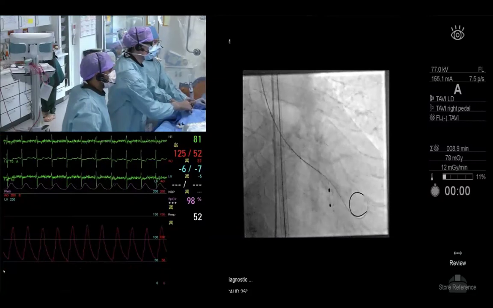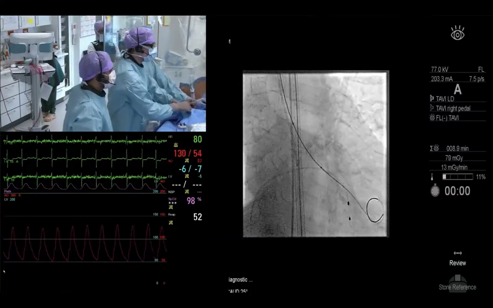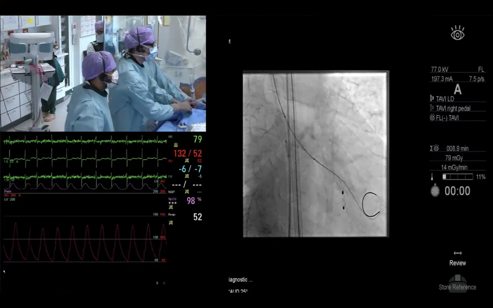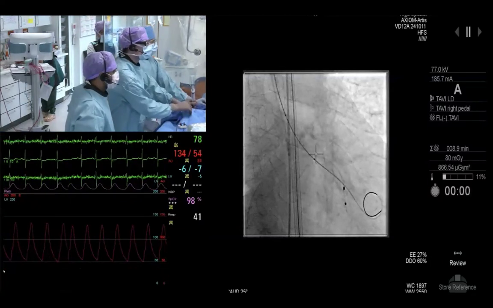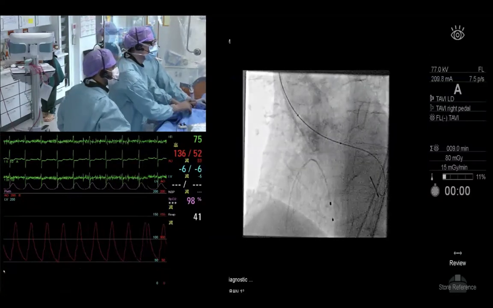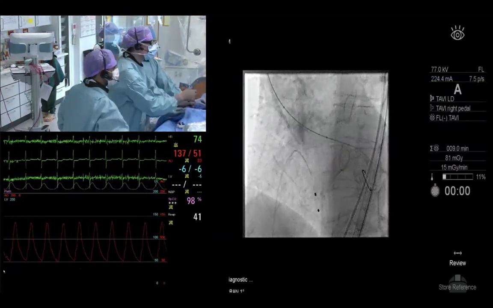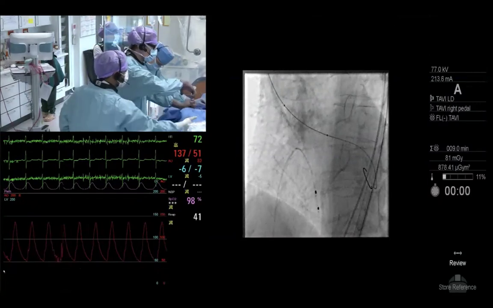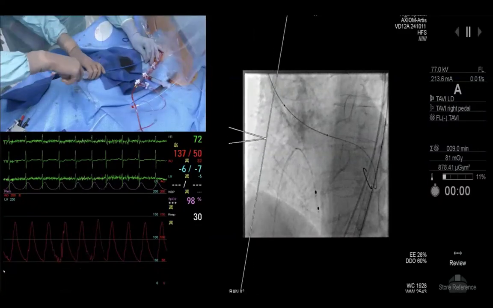So this is the double tap pre-dilatation to really modify the calcium as well as possible. And that's not rare. I often go double up with a balloon in a very calcified bicuspid just to make sure that I fracture as much as possible of the calcium in these leaflets. Yes.